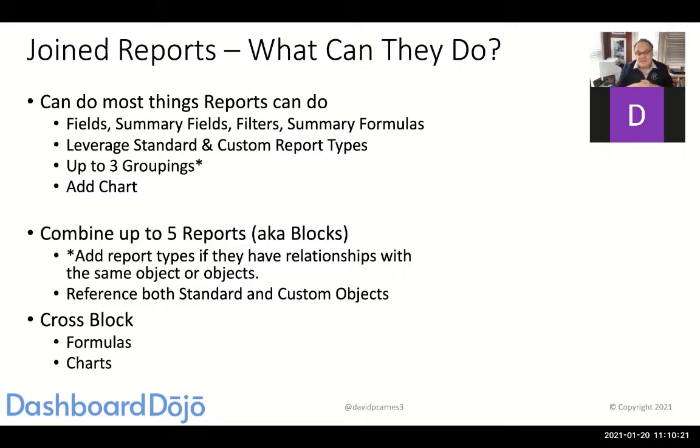So if you have a lot of custom objects in your system, this might be a great way to dig into that data, is to use joined reports. We also have the ability to do cross-block formulas, which we'll talk about in a bit, and also cross-block charts. And if you've never used a scatter plot, this is a perfect use case, but there is one tip that I'm going to share with you to help you be successful with them.